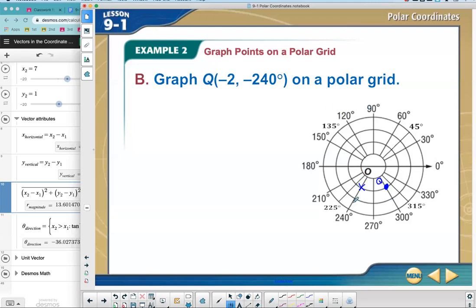Now I've been kind of giving you the visual. On the next example 3, I'll give you the algebra that's required. So what's a better way of writing point Q? There's a better way we could write point Q using only positive numbers. What radius would we give it? Radius of 2. And what pole is it located on?